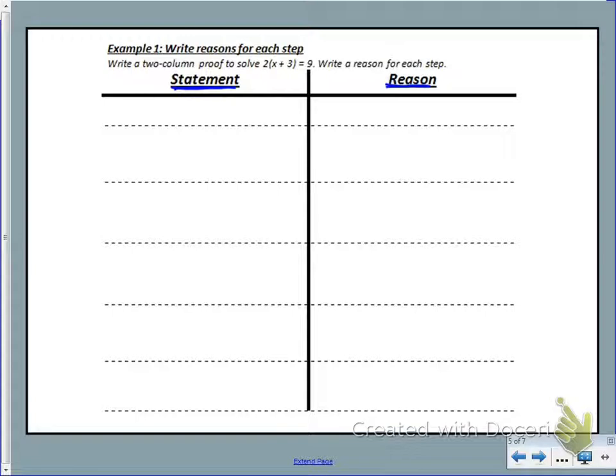It says to write a 2-column proof to solve. Solve just means to find the solution, or the value of the variable that makes that statement true. And we need to write a reason. When you're writing a 2-column proof, this is called an algebraic proof. The first thing we're going to do is label our steps. Statement 1 is going to be the problem that was given to us, so I'm just going to write the problem identical to how it was given. I label my reasons with numbers as well, so that statement 1 matches with reason 1, and the first reason is always going to be given. Any information that's provided to you, we simply say the reason is given.